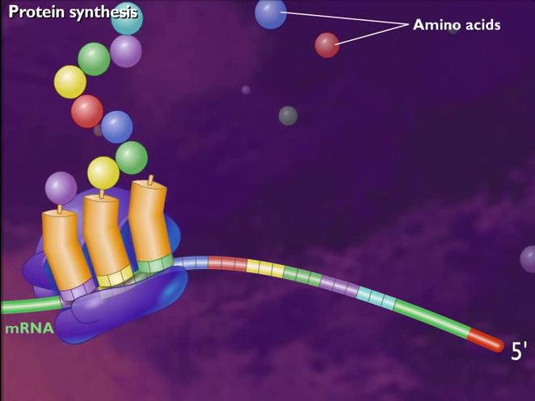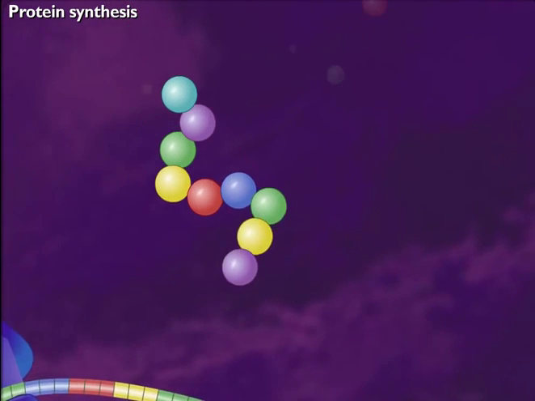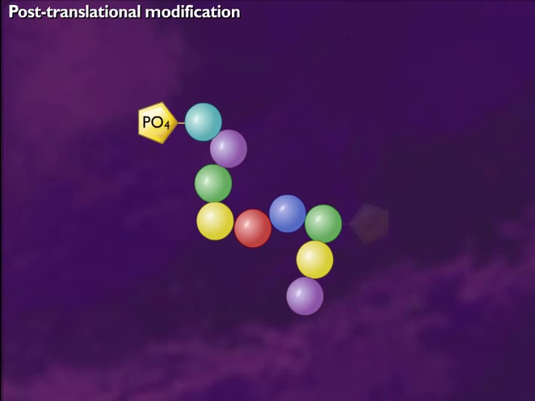Phosphorylation or other chemical modifications can alter the activity of a protein after it is produced. This is referred to as post-translational modification.